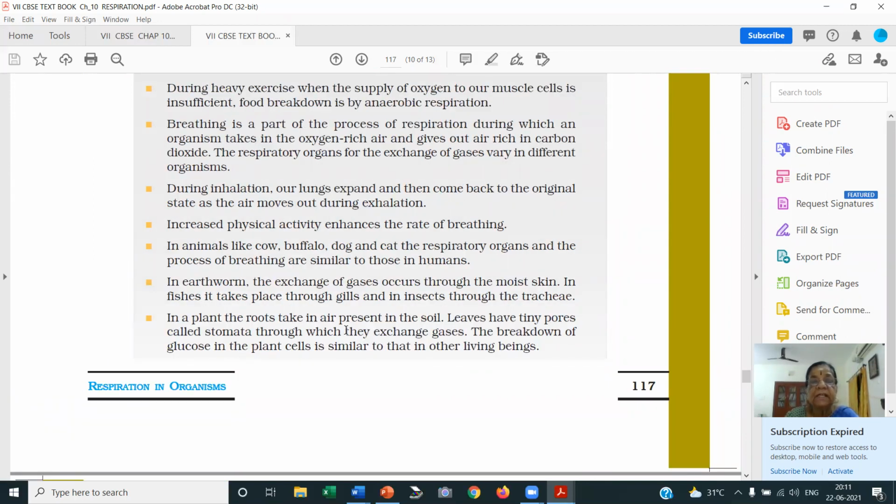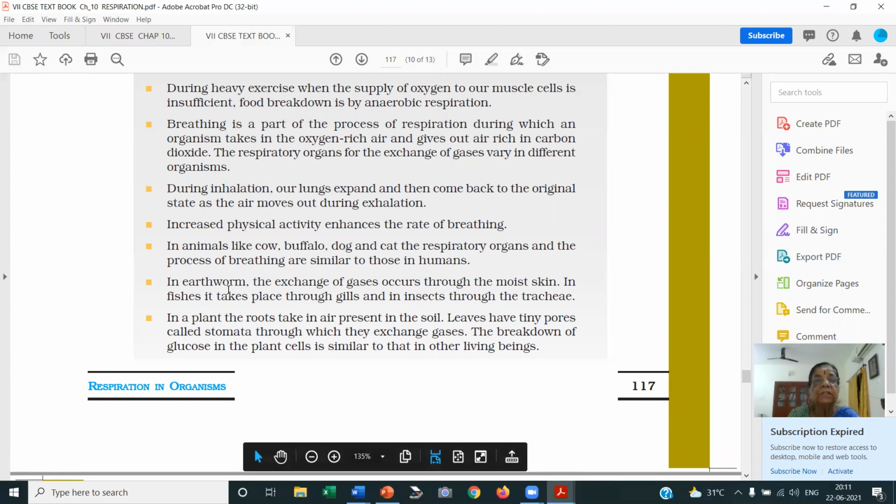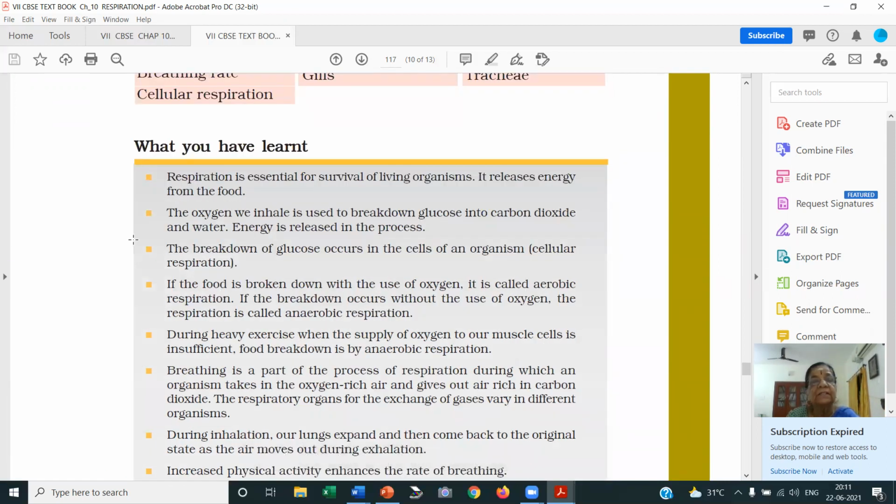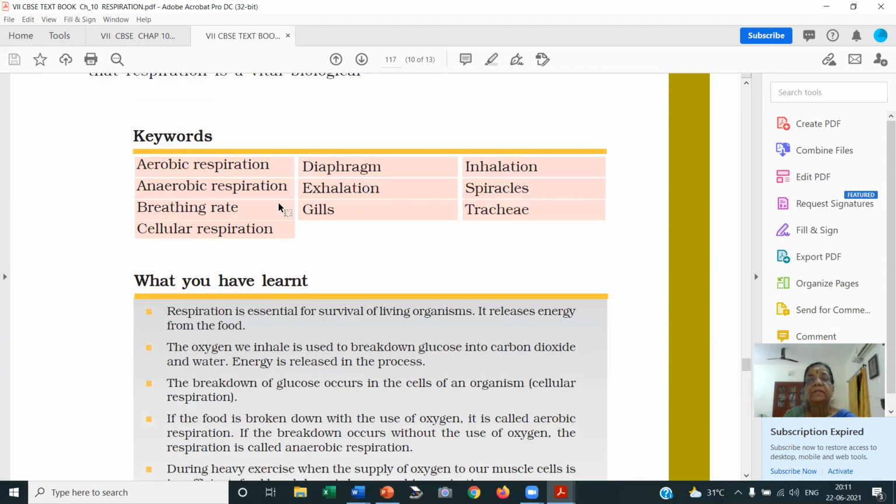So the last point. In a plant, roots take in air present in the soil. Leaves have tiny pores called stomata through which they exchange gases. Breakdown of glucose in a plant cell is similar to that in other living beings, but they undergo four steps: glycolysis, oxidation of pyruvic acid, Krebs cycle, and electron transport chain. Animals like cow, buffalo, dog and cat respire, and the process is similar to that in human beings.